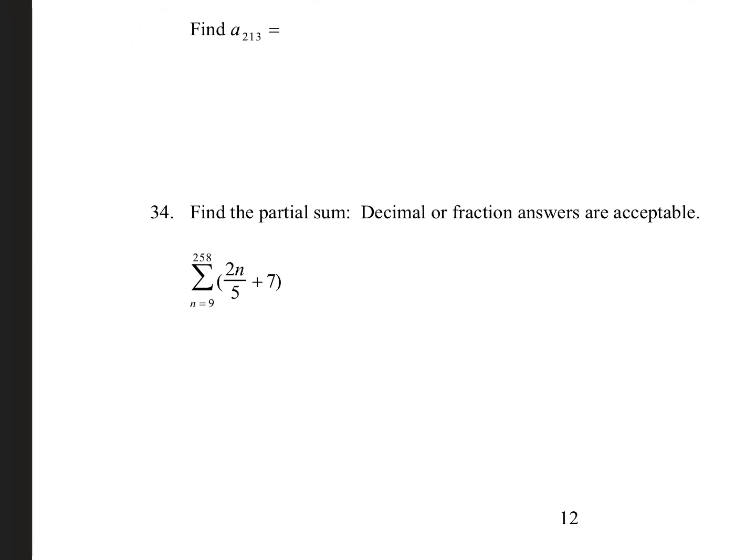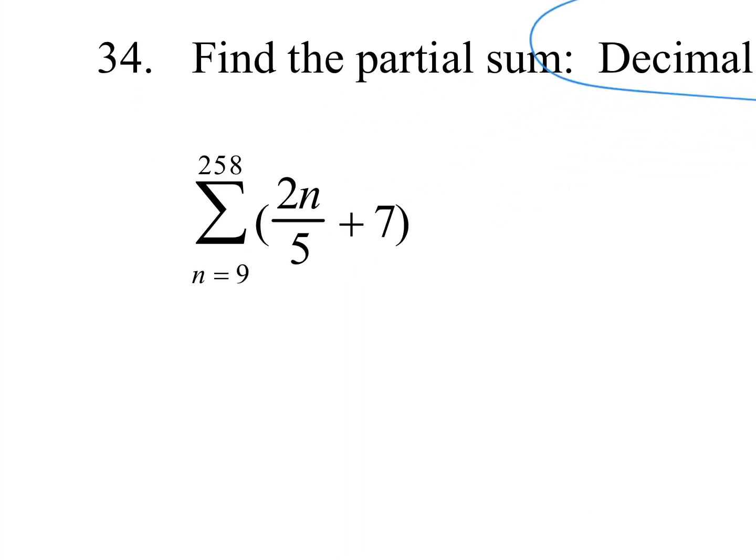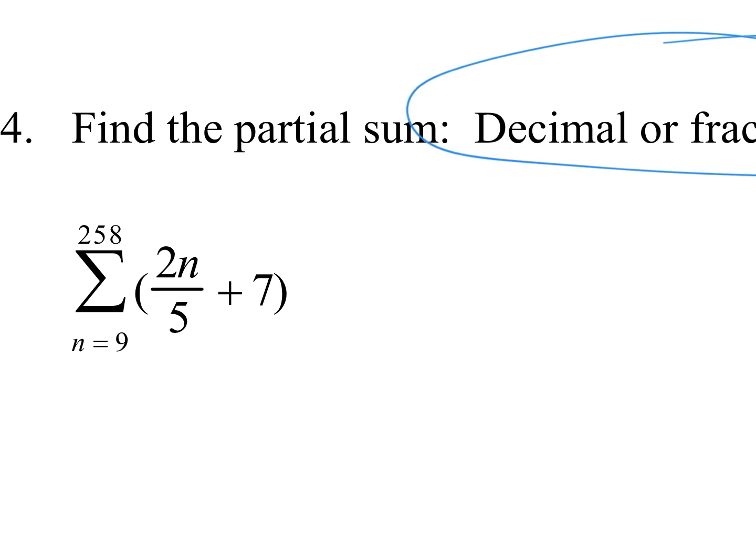All right, find the partial sum. What does it say? Fractions or decimals are okay. So which formula am I going to use? Which sum formula should I use? Arithmetic. How come this one is arithmetic? There's no exponents. Good. So you know, I got to use this one. The one that Mrs. Meadows is going to give me. It's n over 2 and then a sub 1 plus a sub n.